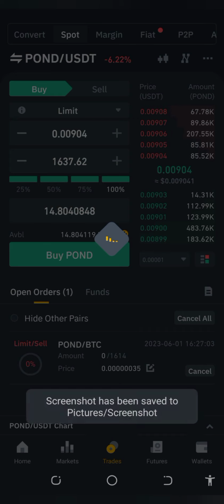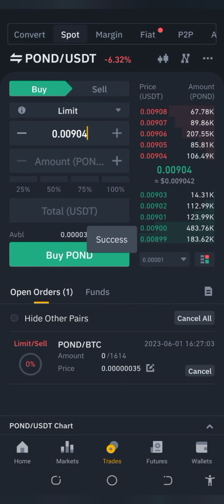Is it going to perform the same feat? I think it did. Yippee. Oh my gosh, yes, we got it bought. Now, next is for us to set a sell limit.